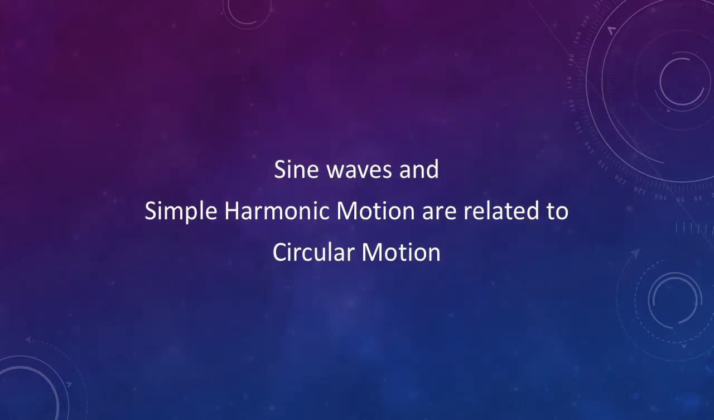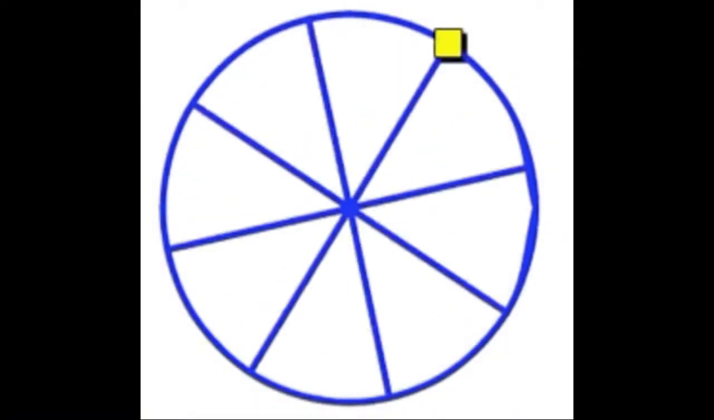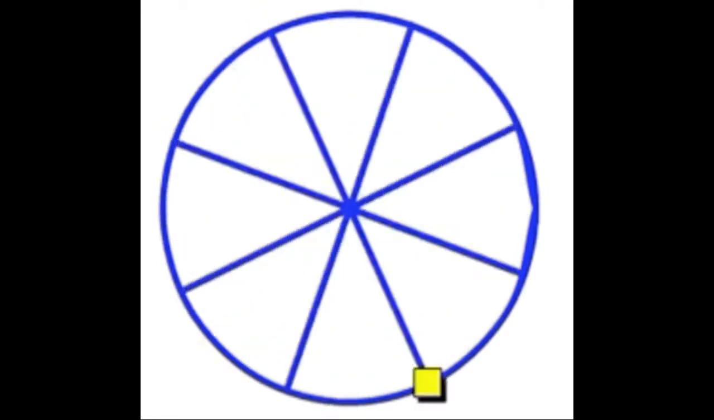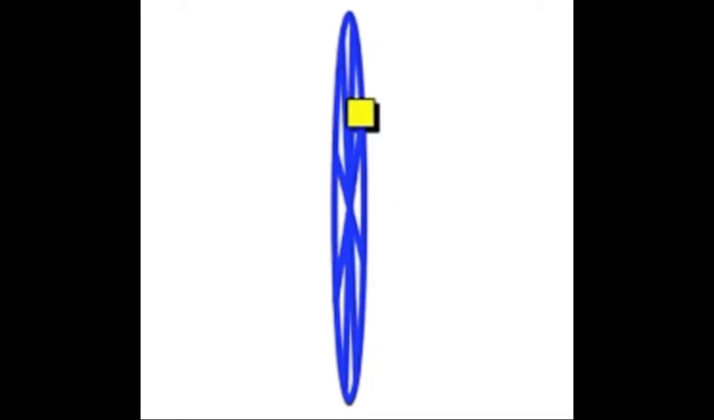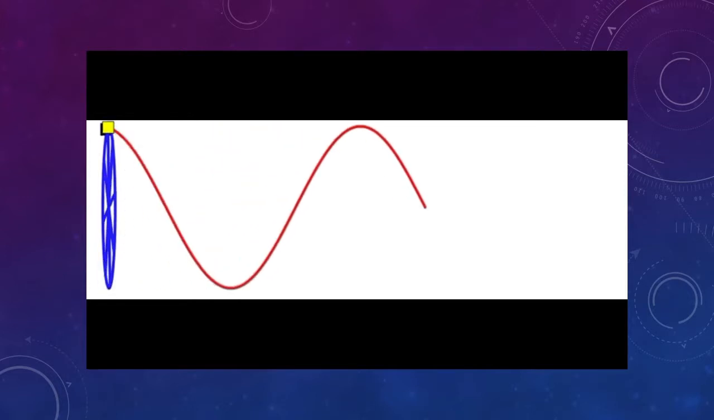We mentioned previously that sine waves and simple harmonic motion are related to circular motion. Imagine a car going around on a Ferris wheel. If you face it head-on, you will see the car going up and down in a straight line, even though the car is actually moving in a circle. If we look at the path of the car over time, what will the path of the car look like to you? It will look like a sine wave.